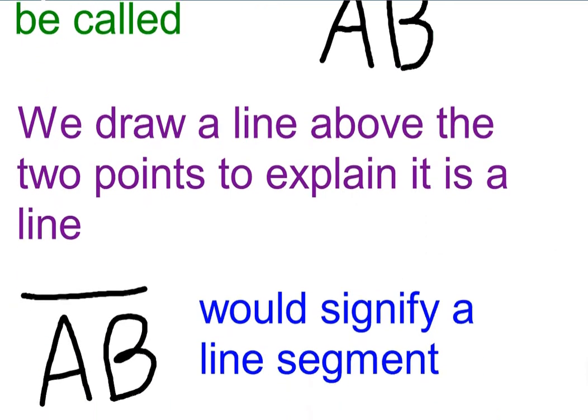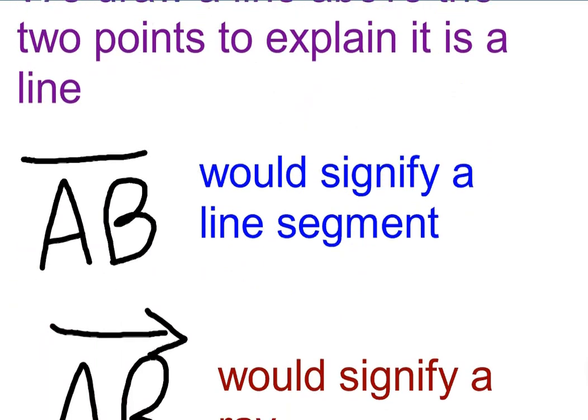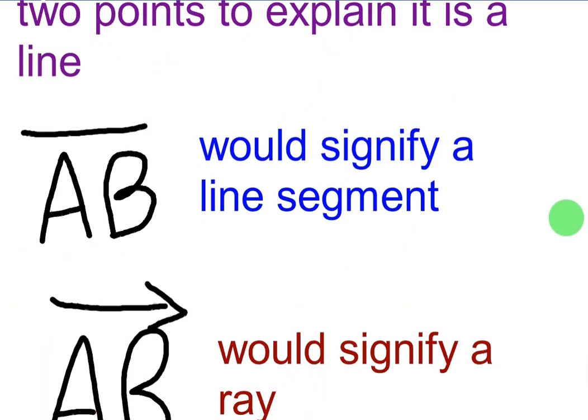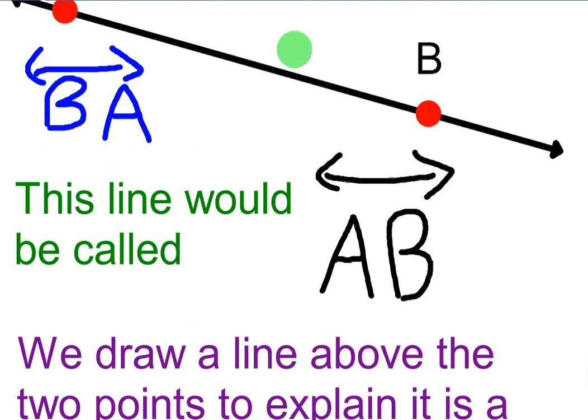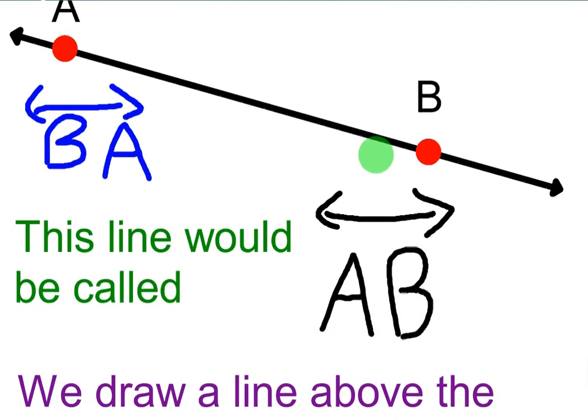We draw a line above the 2 points to show it is a line. A couple more things to note. If we just draw a little segment above it, then that would signify it's a line segment. And if we just draw a ray above it, that would signify that it's a ray. So you can have the ray AB, you can have the segment AB, or you can have the line AB.